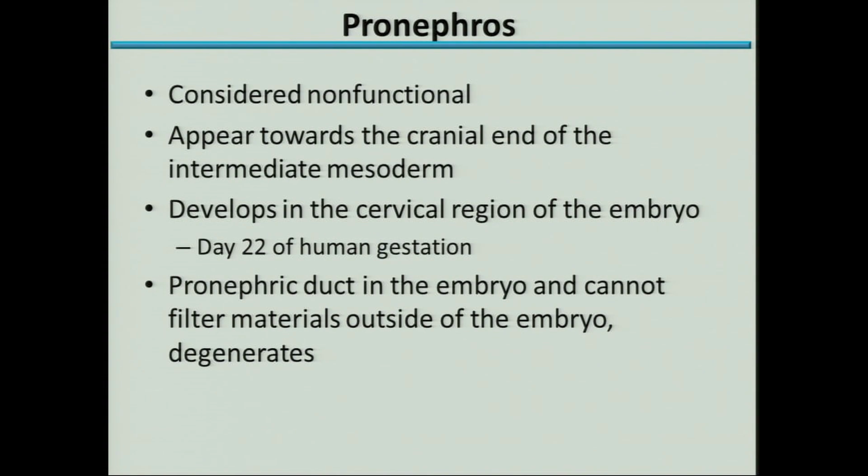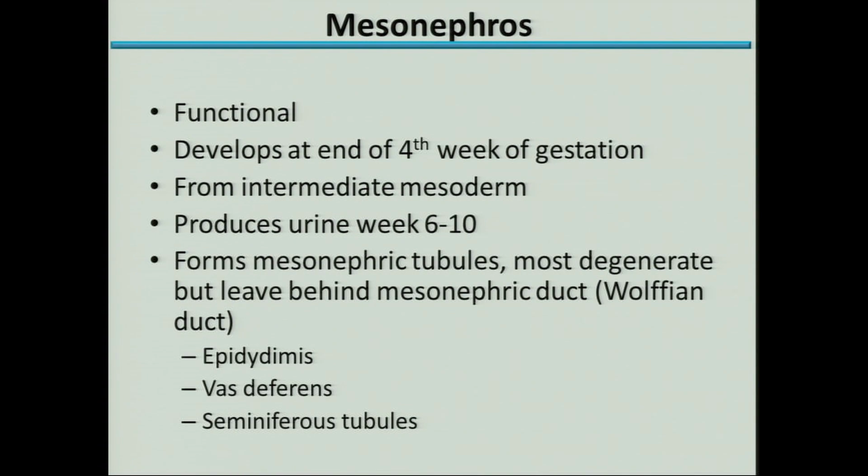So again, going over the pronephros, it's considered non-functional. It usually develops in the cervical region at day 22 of human gestation. And as I said before, the pronephric duct in the embryo can't filter materials outside of the embryo and eventually degenerates. The mesonephros is known to be functional. It develops at the end of the 4th week, and it produces urine between weeks 6 and 10. That's an overall average. For the boards, the answer is 9 weeks.